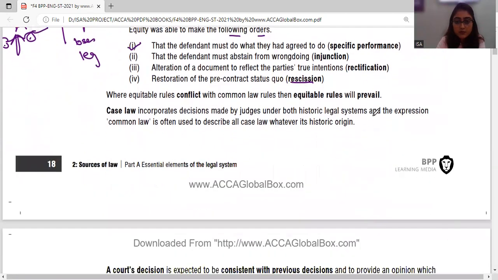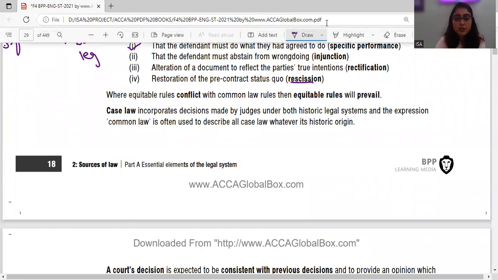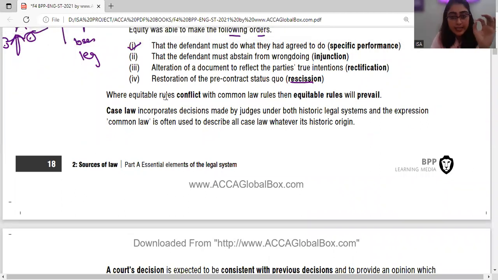Next, important, very important statement. Where equitable rules conflict with common law, then equitable rules will prevail. Follow me, read after me loudly. Where equitable rules conflict with common law, then equitable rules will prevail.